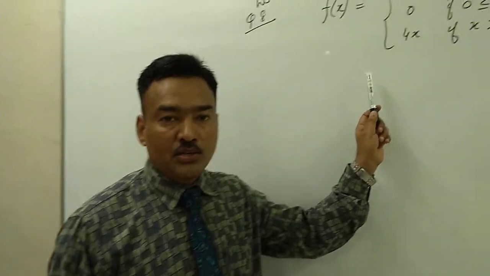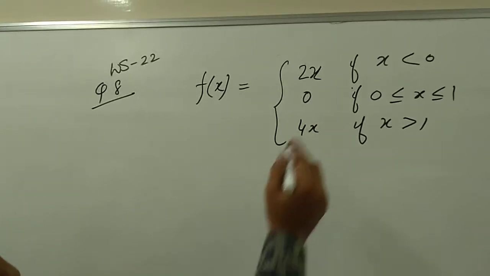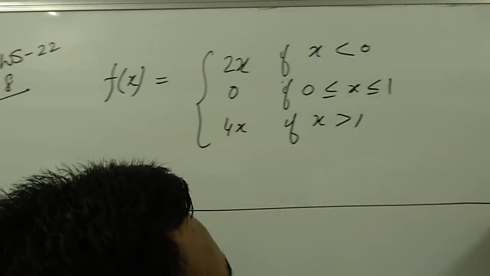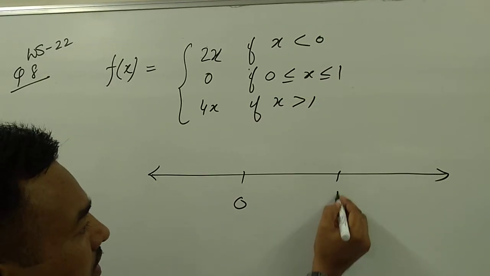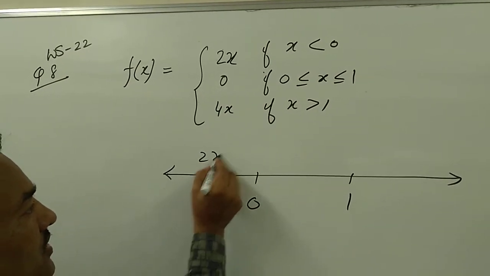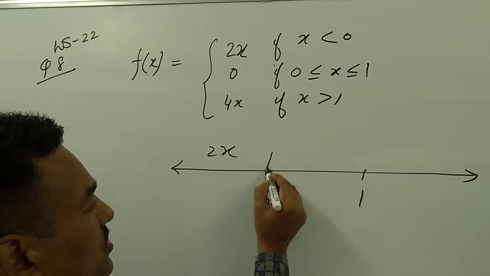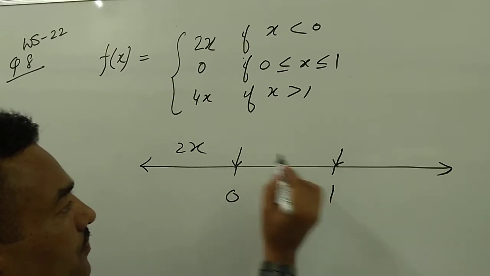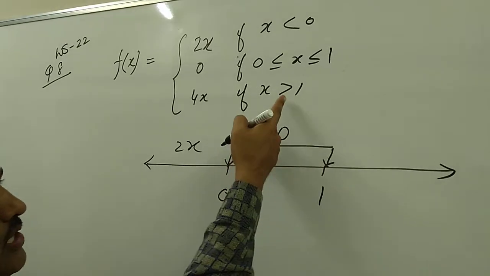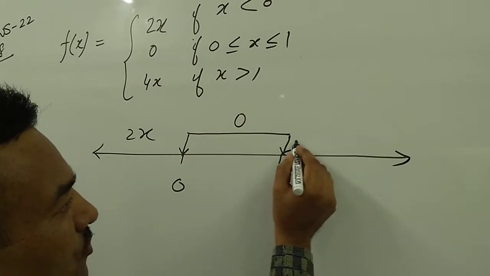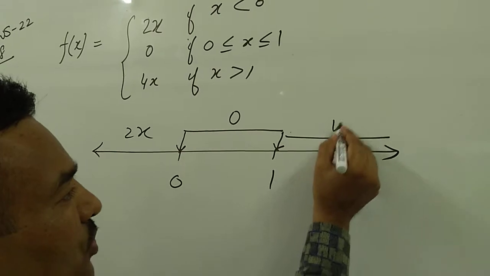We were doing continuity of a function at a given point, but now the function is defined differently at different points, like at 0 and 1. Below 0 it is 2x, from 0 to 1 it is 0, and both 0 and 1 are involved, so we put an arrow here at 0. For greater than 1 it is 4x.